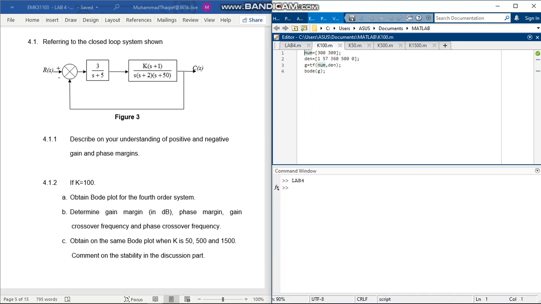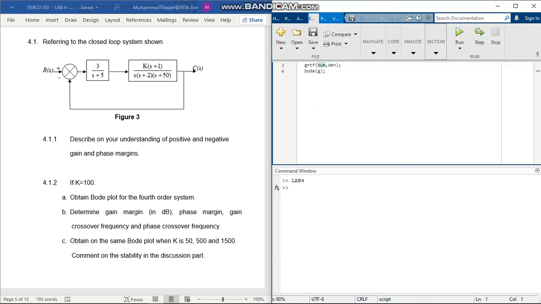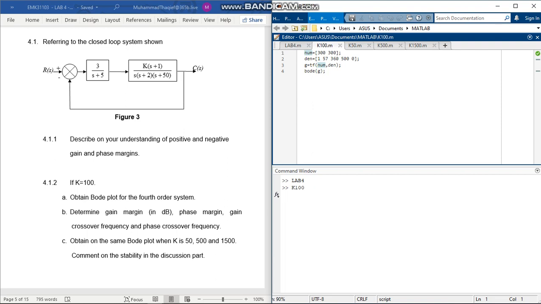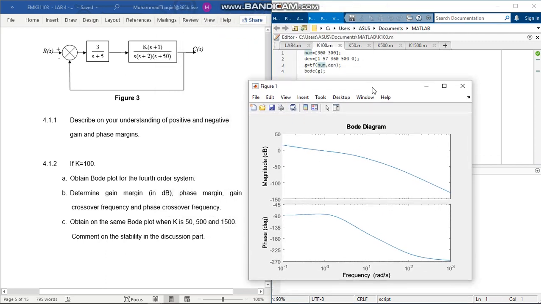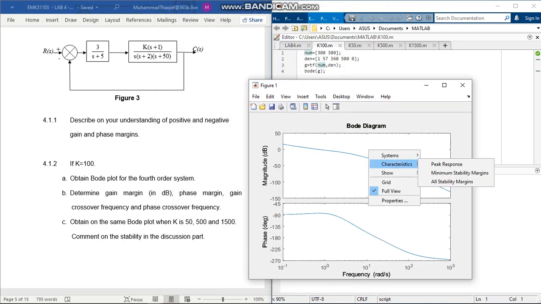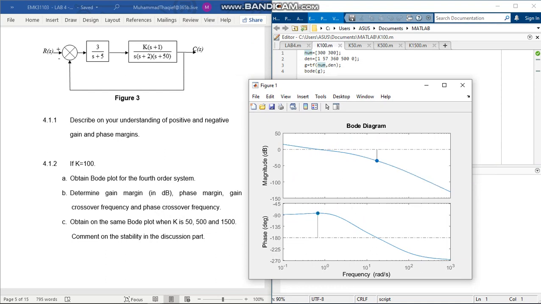So we need to substitute and derive the transfer function for this circuit, and we substitute the value. We put the values: numerator is 300, denominator is 1, 57, 360, 500 and 0. So G is the transfer function and then Bode. So we run the code. Okay, so this is the graph for K equal to 100. We select All Stability Margins.